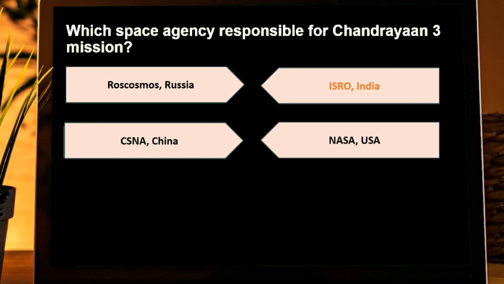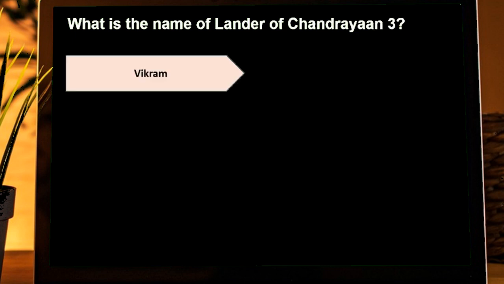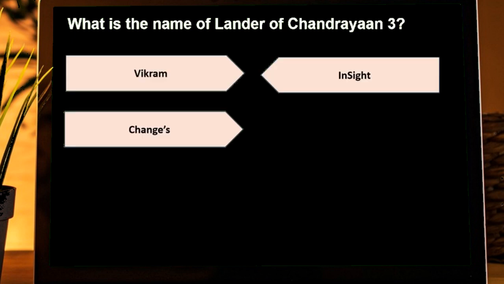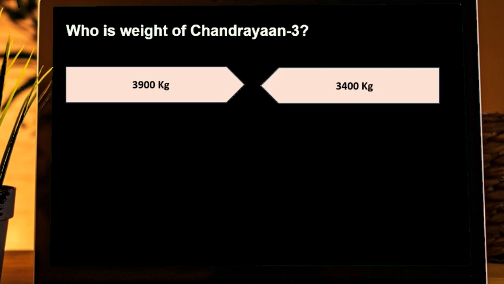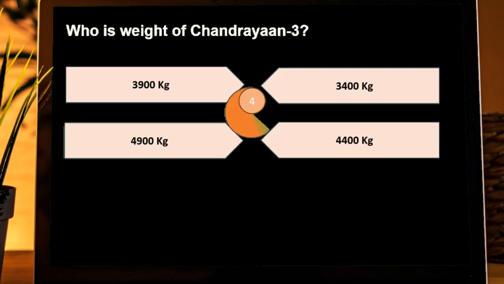Correct answer is ISRO, India. What is the name of lander of Chandrayaan-3? Correct answer is Vikram. What is the weight of Chandrayaan-3? Correct answer is 3900 kg.